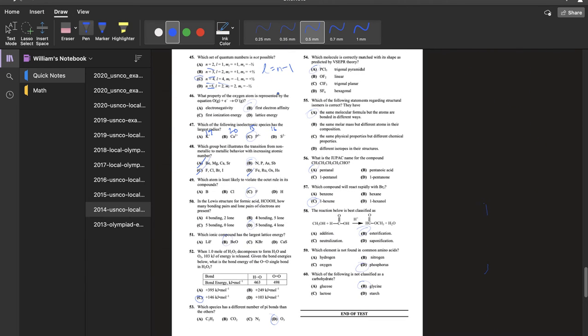49. Which atom is least likely to violate the octet rule? Okay, if we just look at these, H almost always violates the octet rule because you have a 1s orbital and you only need 2 electrons to fill it up. So octet means 8, 2 is not 8. Hopefully you can see that too.